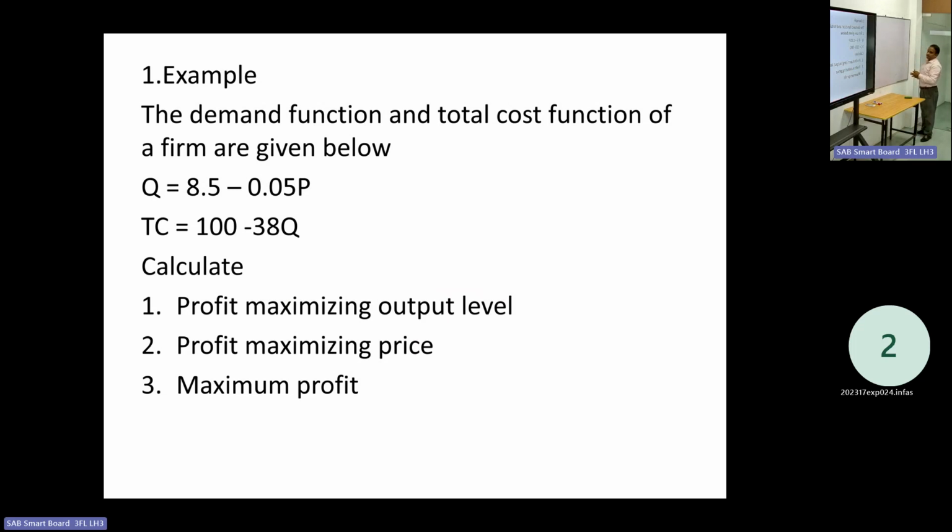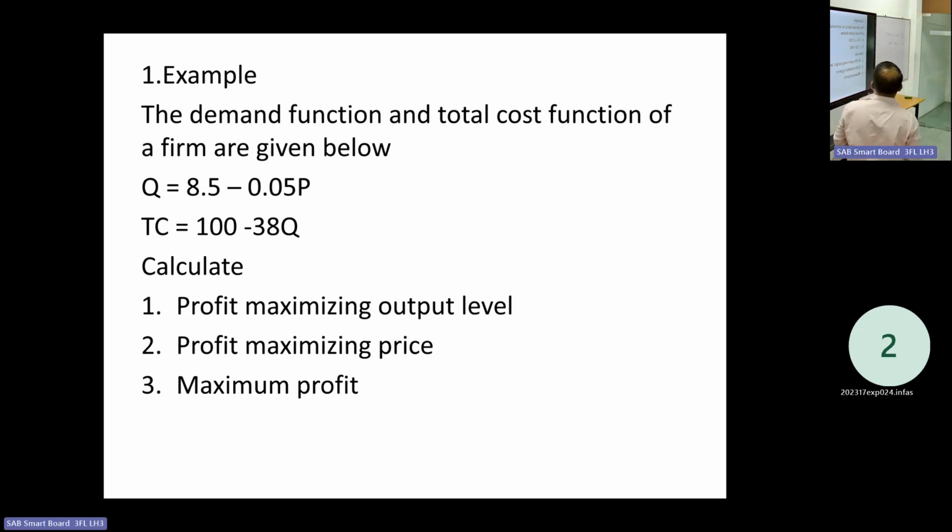I think write it here, right? So keep in your mind, the demand function is 8.5 minus 0.05, right? Total cost is given as 100 plus 38Q, right? Now, what is the profit maximizing output level, profit maximizing price, and the maximum profit?